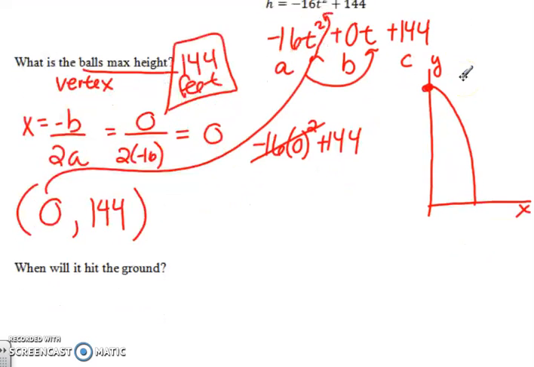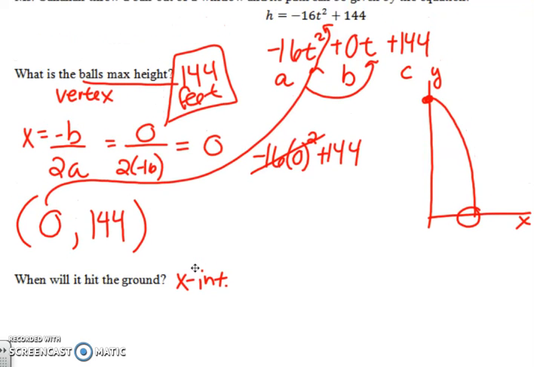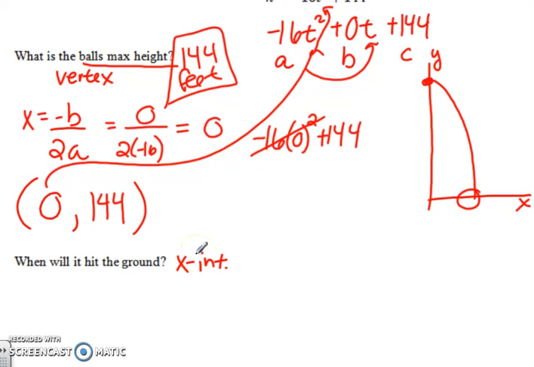Okay. When would the ball hit the ground? So again, that is somewhere over here. So we're looking for the x-intercepts. Okay. You can solve it using the quadratic formula. You can solve it by factoring, or you can solve it by taking the square root. Now, when you don't have a middle term, solving by taking the square root is the quickest way. So what you're going to do is set it equal to 0 and solve for t. You're solving for the time.